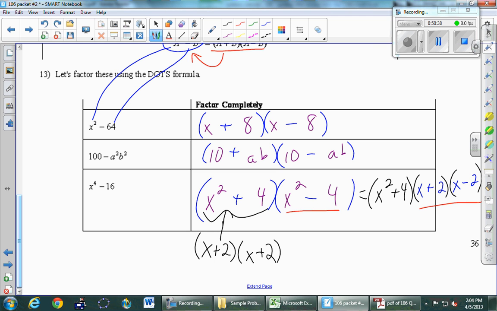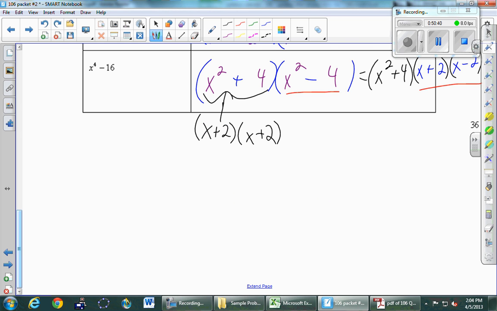What do you get for the first? X squared. What do we get for the last? Plus 4. Isn't that exactly what I wanted? Did we do the whole FOIL? So let's do the outers and inners, but they should cancel, right? They don't cancel. When we do the outers and inners here, they don't cancel.